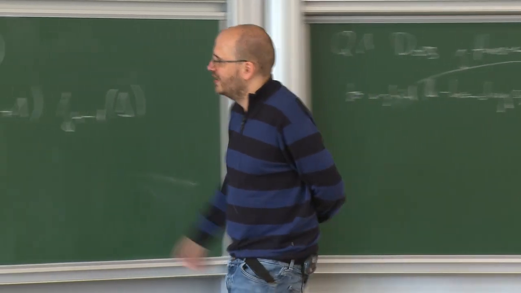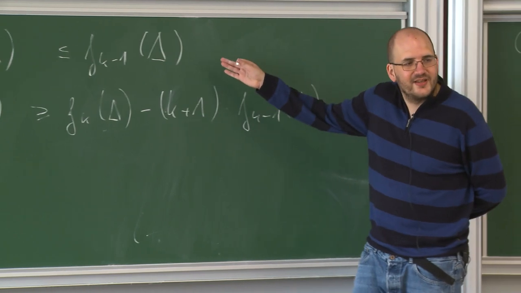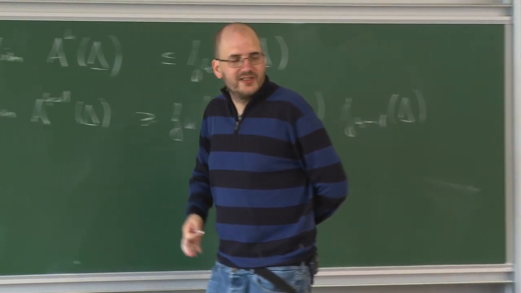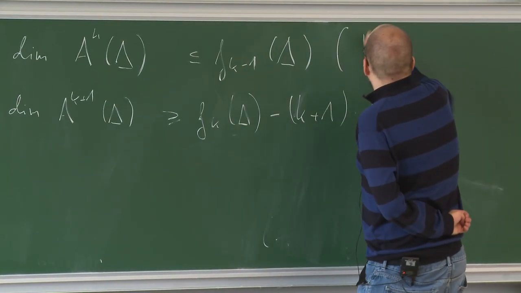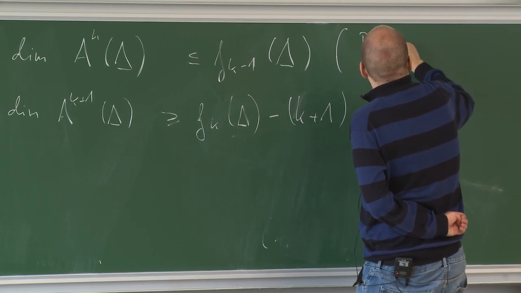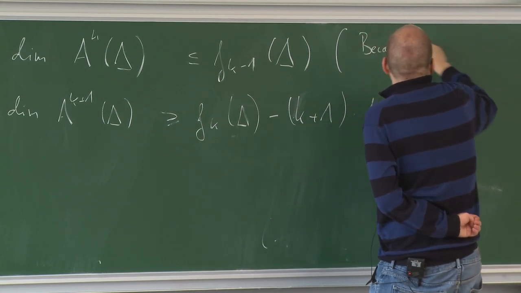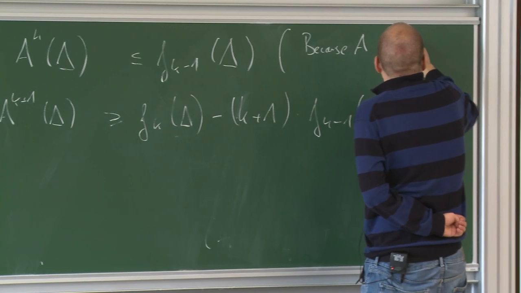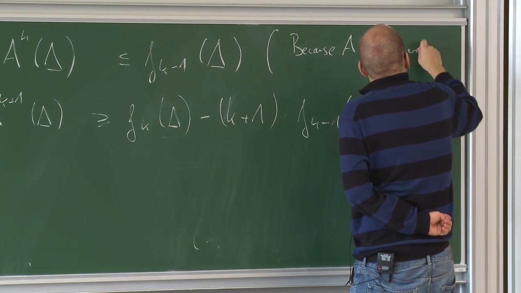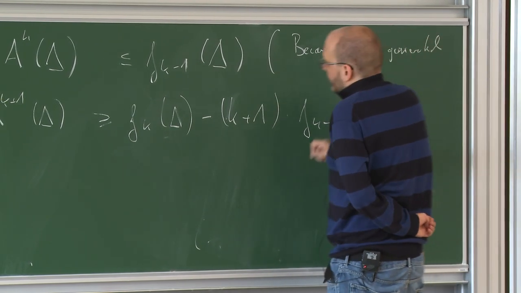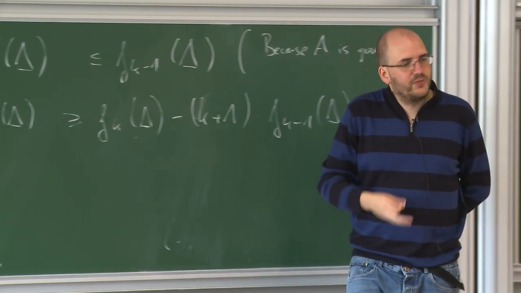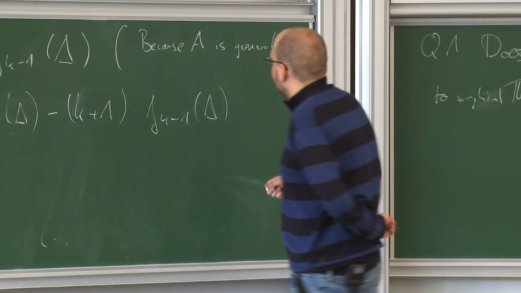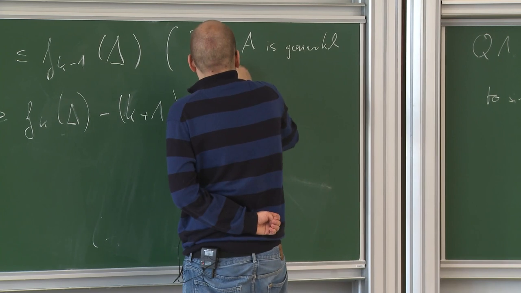Yes. Actually, I cheated a little. I didn't say that it's generated by square free elements, but somehow, because A is generated as a k vector space by the square free elements. But we didn't actually do that yet. You're right. Okay, this is not clear.